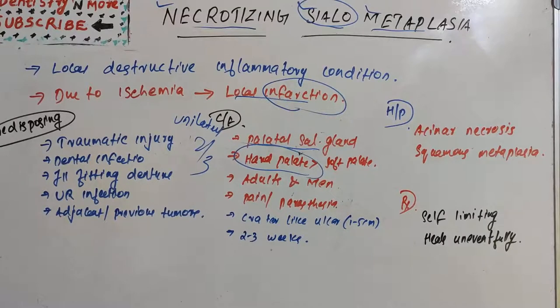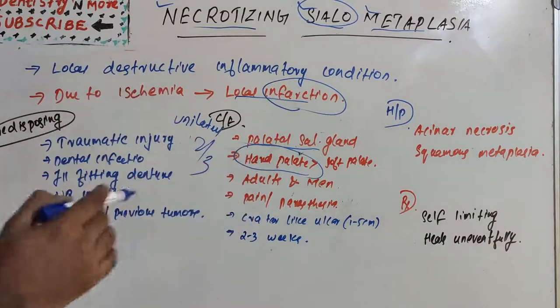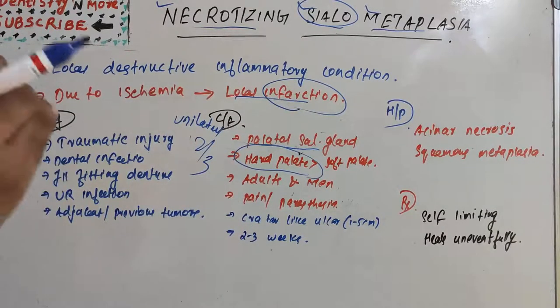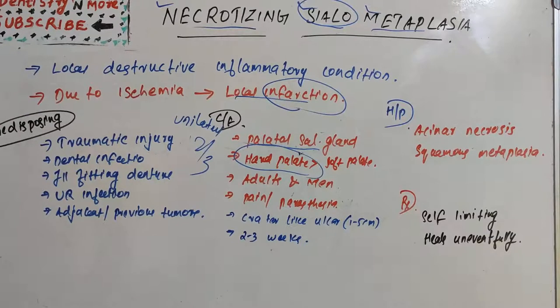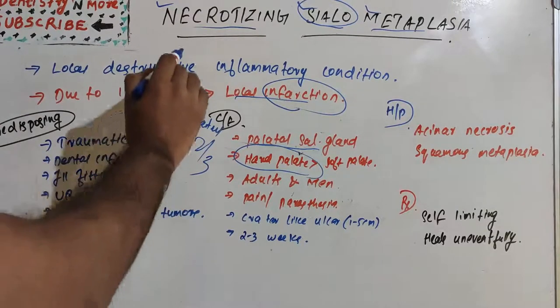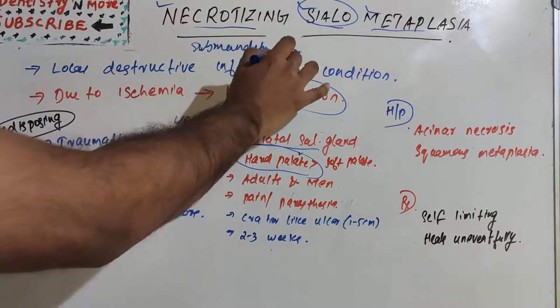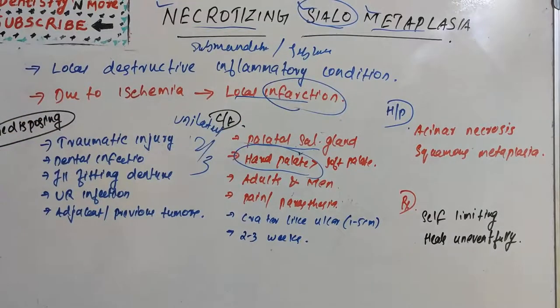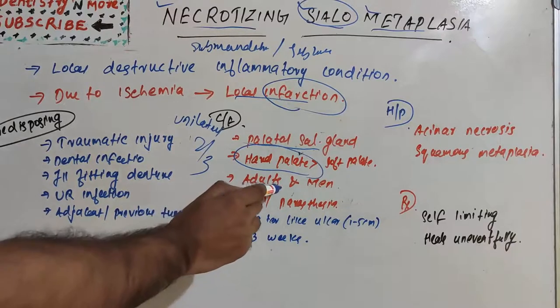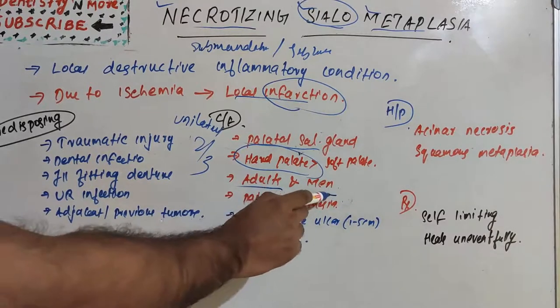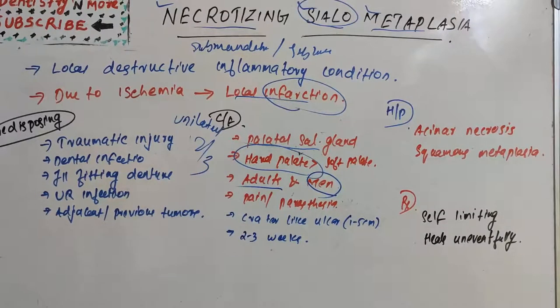As for other clinical features, it has been reported in other minor salivary gland sites also, and occasionally in the parotid gland. Most commonly it is seen on the hard palate, but it is also reported in minor salivary glands and the parotid gland, whereas the submandibular and sublingual glands are very rarely affected by necrotizing sialometaplasia. It is most common in adults, with a predilection for males.